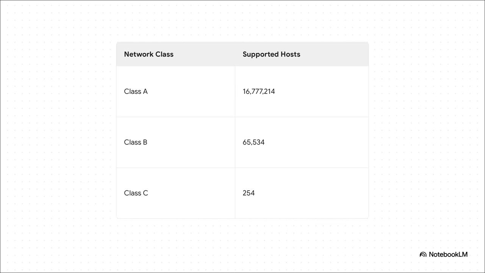So what did they have to do? Well, they were forced to use a Class B network, which supports over 65,000 devices. That meant a single company was just sitting on tens of thousands of unused, wasted IP addresses that nobody else could use. Talk about inefficient, right?